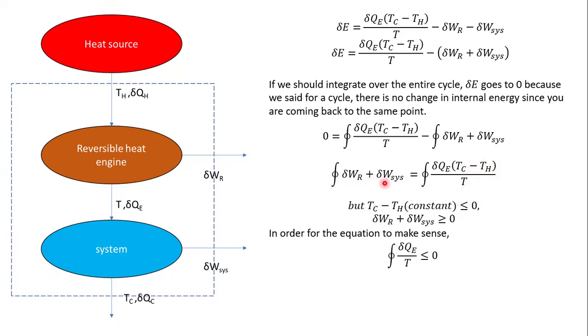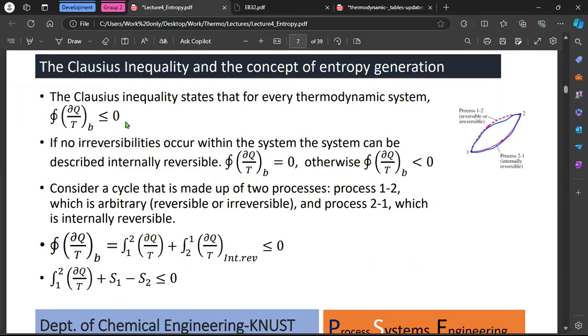But we know that our del WR and our del WS are greater than or equal to zero. So for it to make sense, for it to be balanced, it means that whatever is multiplying the TC minus TH has to also be less than or equal to zero. And that's where that equation was coming from, right? So if we come back to the entropy slide, that's the expression we have here, where the cyclic integral of del Q over T is less than or equal to zero. Are we fine with this so far?